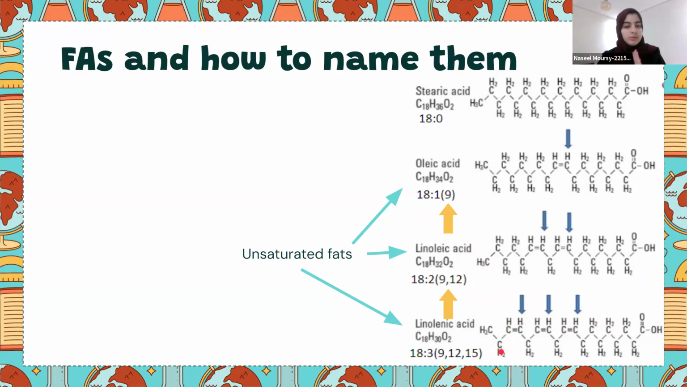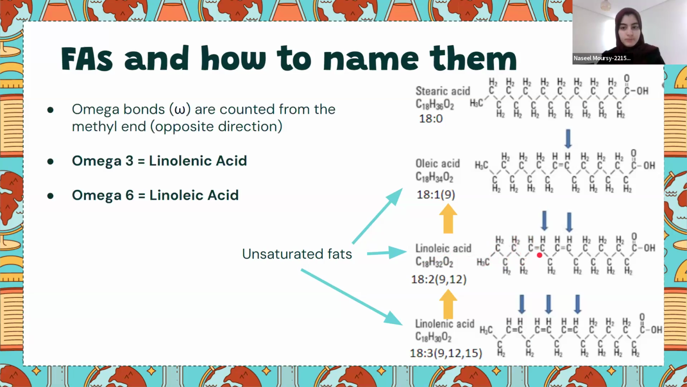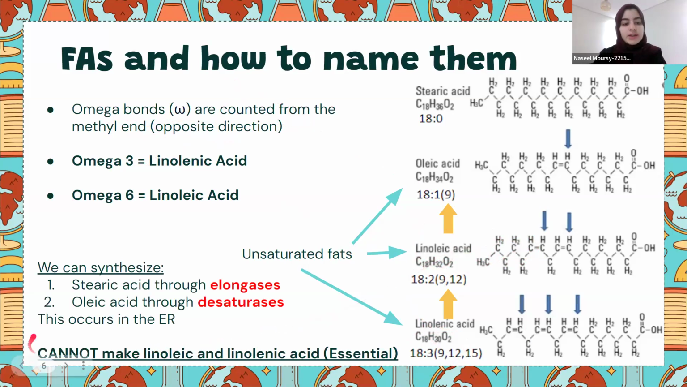So this is omega-3. Linolenic acid is omega-3. Same way, linoleic acid would be 1, 2, 3, 4, 5, 6, omega-6. Here I've written this down. Omega bonds are counted from the methyl end, from the opposite direction. So linolenic acid, which is the bottommost one, is omega-3, and the one above it, linoleic acid, is omega-6.